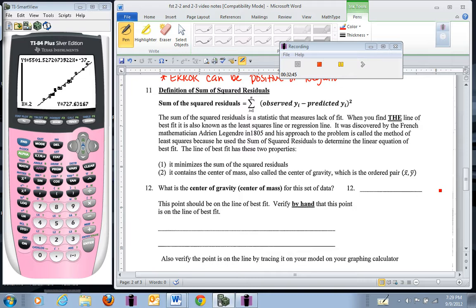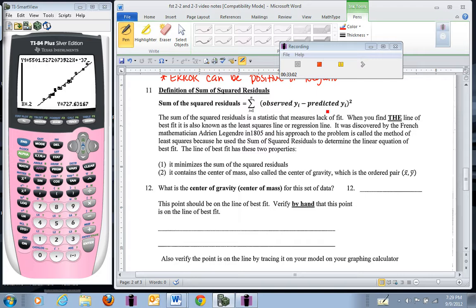The sum of the squared residuals. See the sigma notation where it says i equals 1 to n, and we take the observed y sub i minus the predicted y sub i. So in other words, we would be taking those prediction values that we get over here in our y's, like we just did above, to see how much money the model is telling us we should pay.